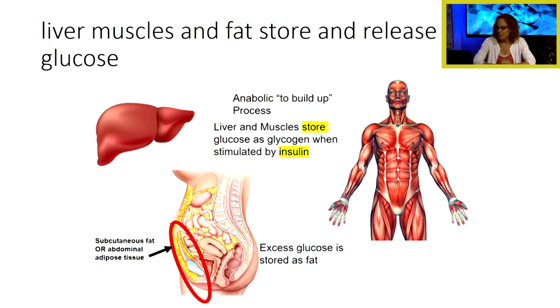So liver, muscles, and fat store and release blood glucose, okay? And so we said that it can be stored as glycogen when our insulin is stimulating our body to store, okay? And we said a little bit ago that even excess glucose will be stored as fat. And so here in this bottom picture, we see that abdominal adipose tissue underneath the skin. That's what we call subcutaneous fat or adipose tissue.